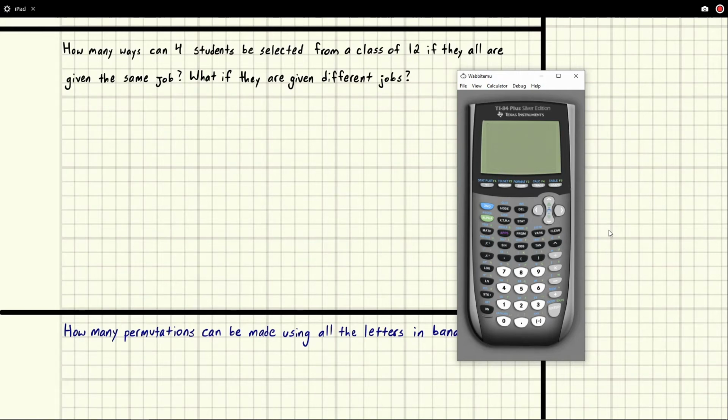Eric Burgess here. How many ways can 4 students be selected from a class of 12 if they all are given the same job? What if they are given different jobs?